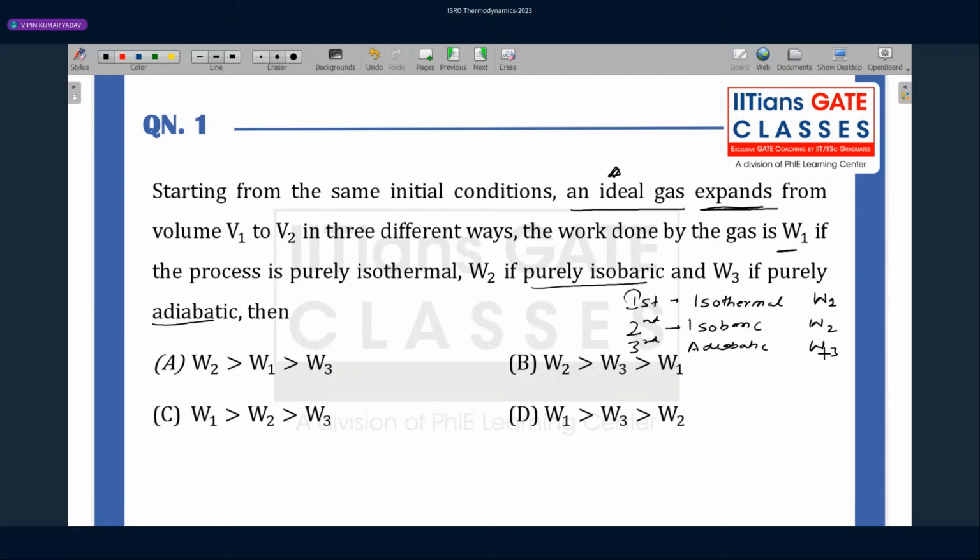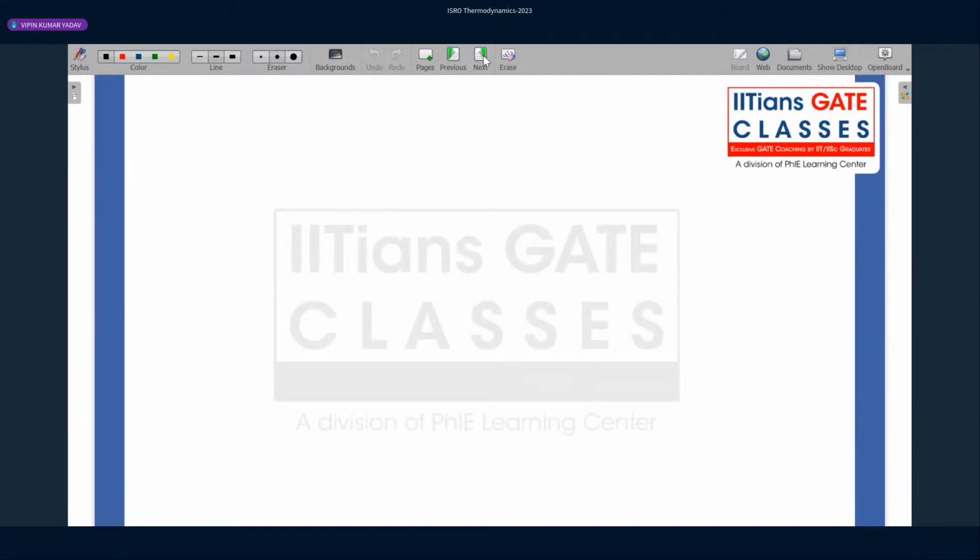Now they are asking, basically we need to compare the work. In which process are we getting the maximum work output? Because it is expansion, it will be work output. Now, I hope you all know, we have discussed it many times, even in my class if you have done it with me, that all thermodynamic processes can be expressed by a general equation, which is PV^K equals constant, right?